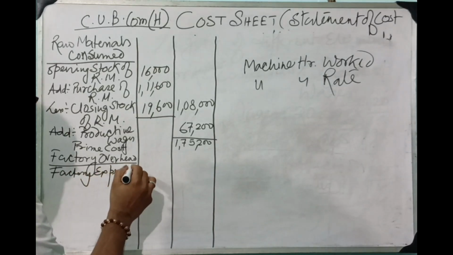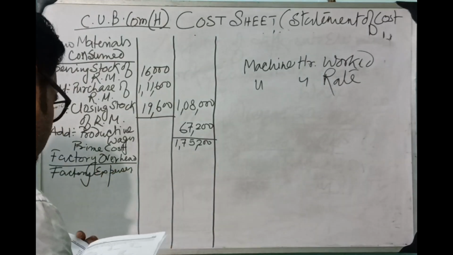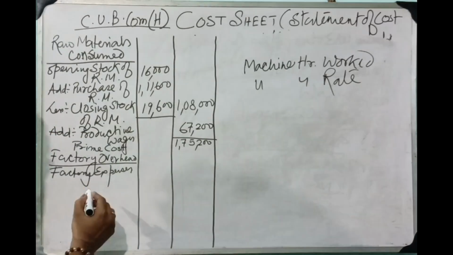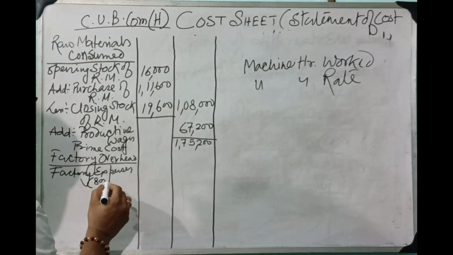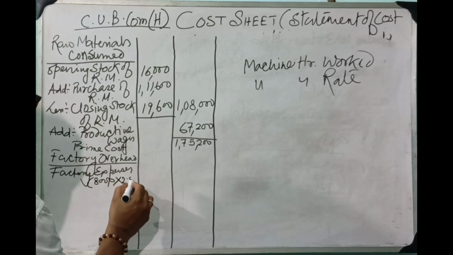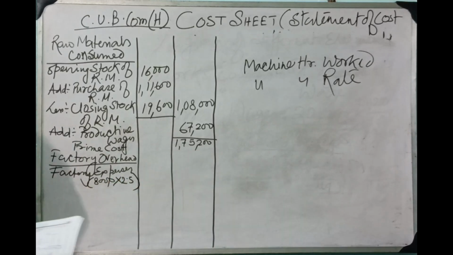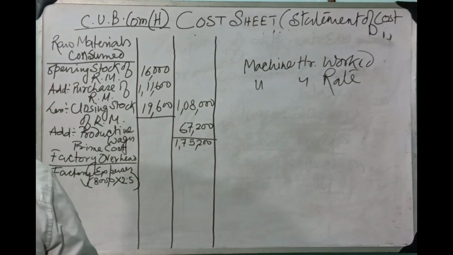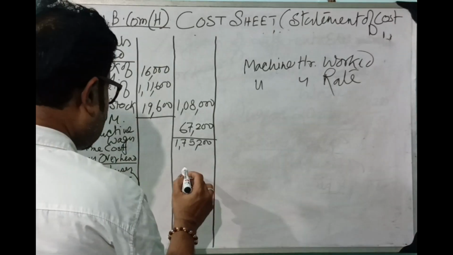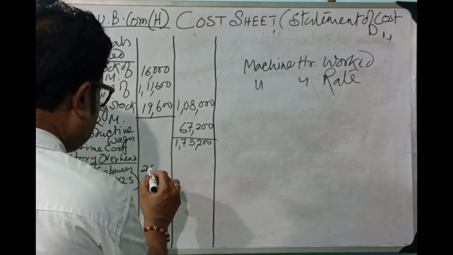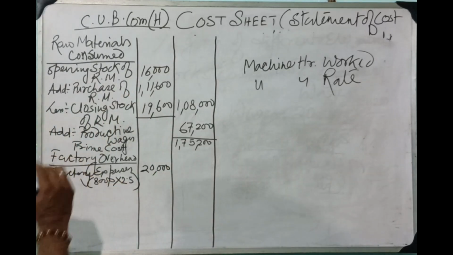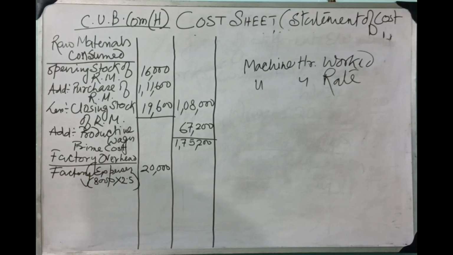What is the value given? Machine hour worked is given, 8,000, and machine hour rate is given 2.5. 8,000 into 2.5, how much will it be? It will be 20,000. So I am putting in the inner column 20,000. 8 2s are 16 and 0.5 into 8 means 4,000. Total is 20,000.